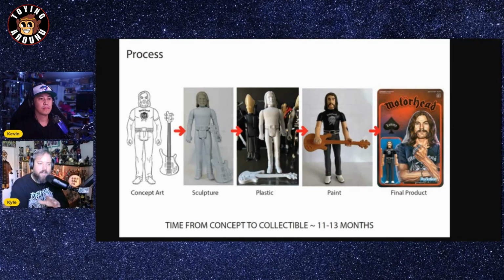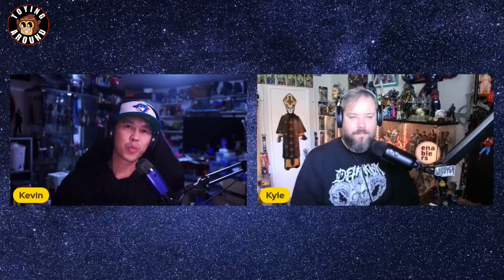And depending on the license or subject matter of the figure, the time from concept to collectible can take anywhere from 11 to 13 months, and a lot of that depends on factors like licensor approvals or factory availability, shipping availability, that kind of stuff. Hey Kyle, thanks so much for giving us some education today.